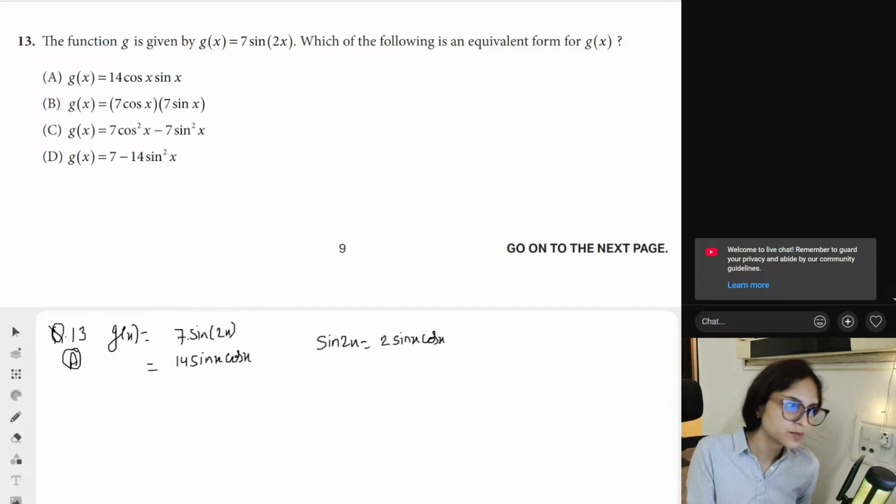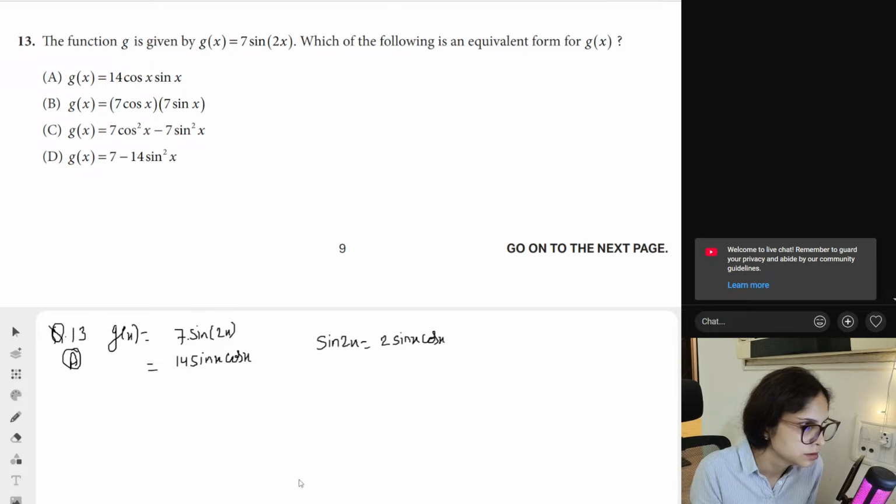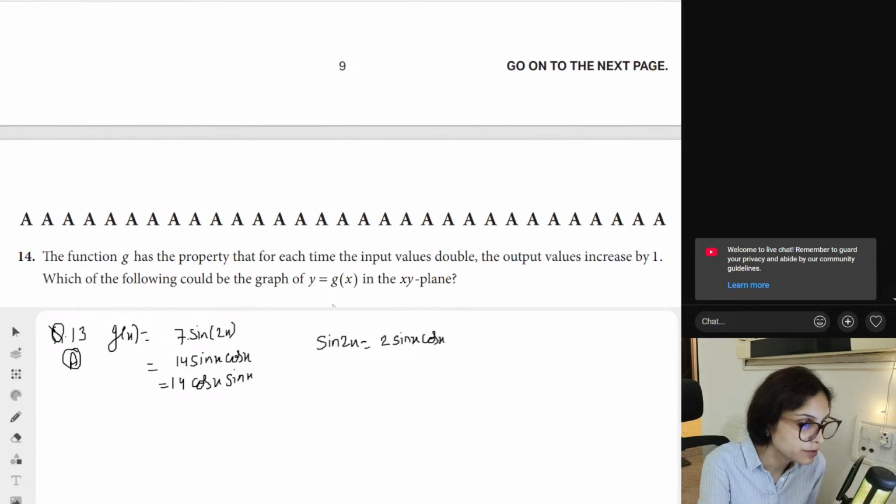It doesn't matter whether you write cos x first or sin x first, because you are multiplying and multiplication is commutative. Now we are almost midway. Question number 14.